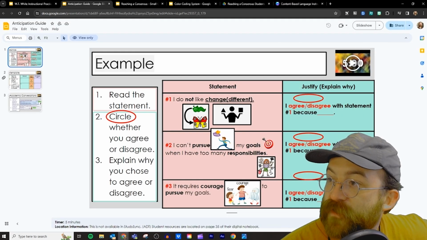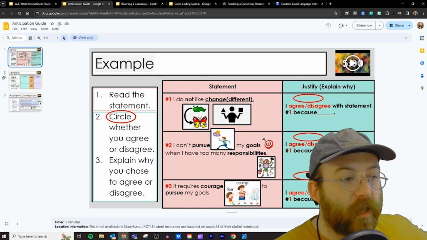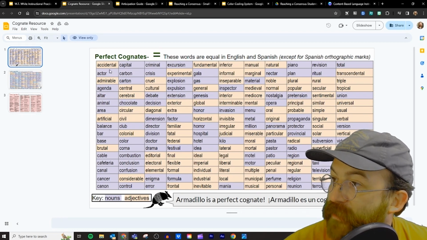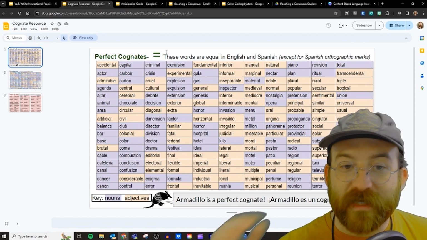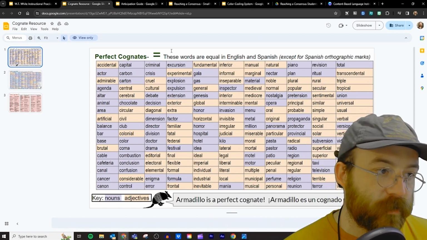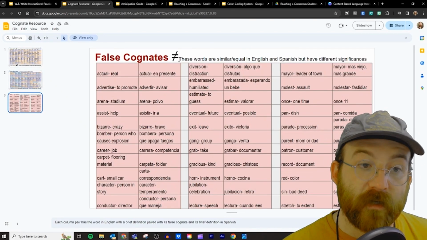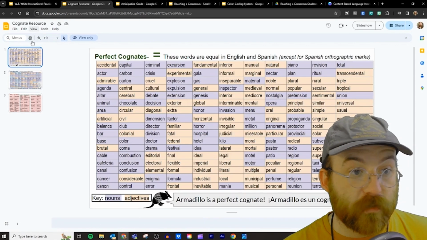levels. Some examples of some visuals that you can put alongside your questions to help them understand more. Specifically with English learners that know Spanish, there are some examples of what are called perfect cognates, which are words that are the exact same in English and Spanish. And then the other slides have close cognates and then false cognates, where it says these words are similar but have different significances. I learned a lot clicking through this one.